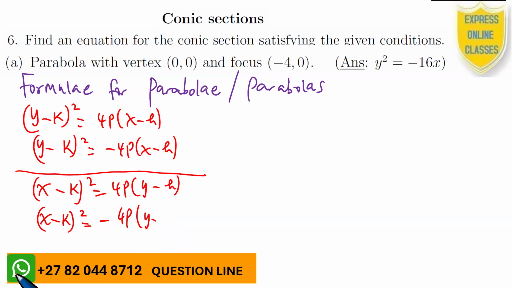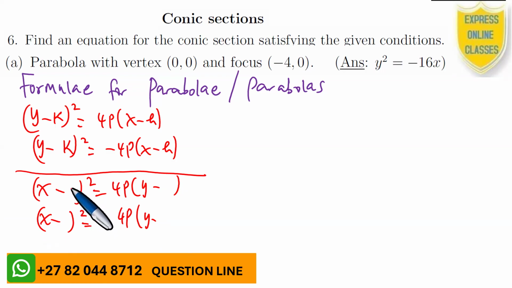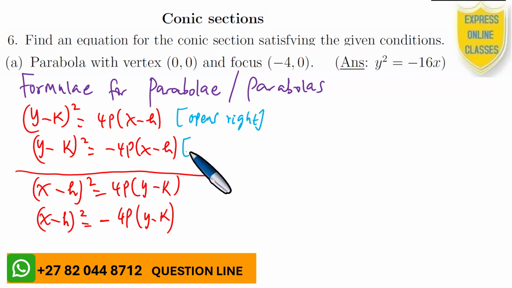The x always goes with what? The x always goes with h, and the y always goes with k. It doesn't matter where the formula is, so we just maintain that kind of discipline. So now there are two formulas. Either the formula has a y squared with a minus or a plus, or it has x squared with a plus or a minus. But each of these equations has its own characteristic features, which means that this one opens right. We need to discuss how we know which one opens right and which one opens left.